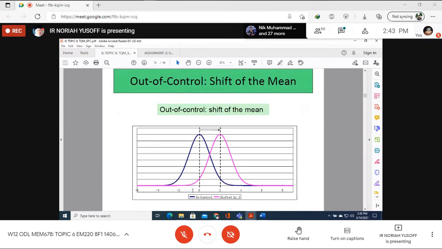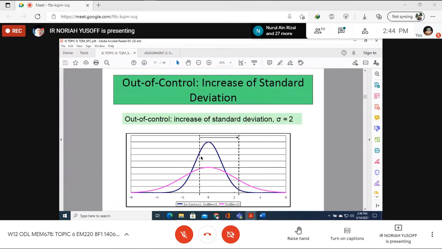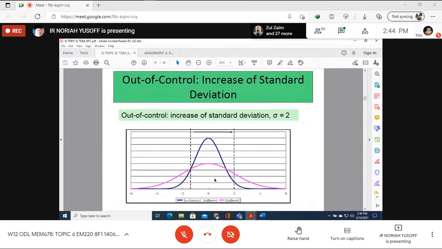So if the mean value has shifted either to the right or to the left, it means that the process is already out of control. Kalau yang ni out of control, increase the standard deviation. Katalah standard deviation sepatutnya 1, now the data to disperse, range tu jadi besar. So it means here that the process is also out of control. Next. So far faham eh?